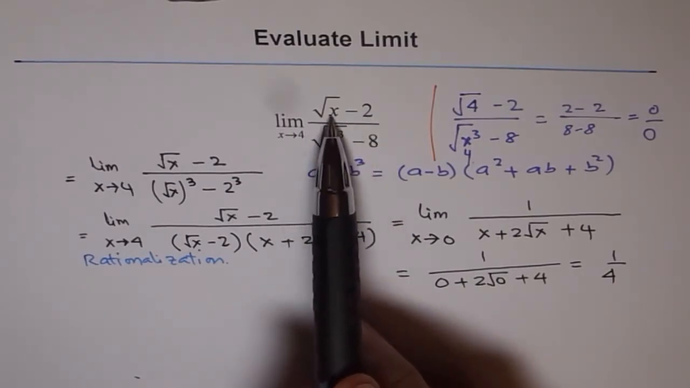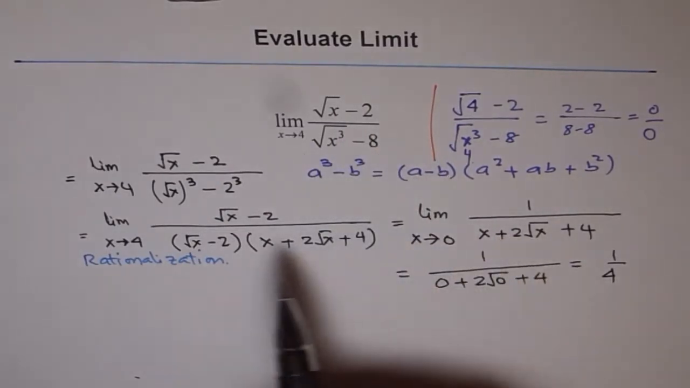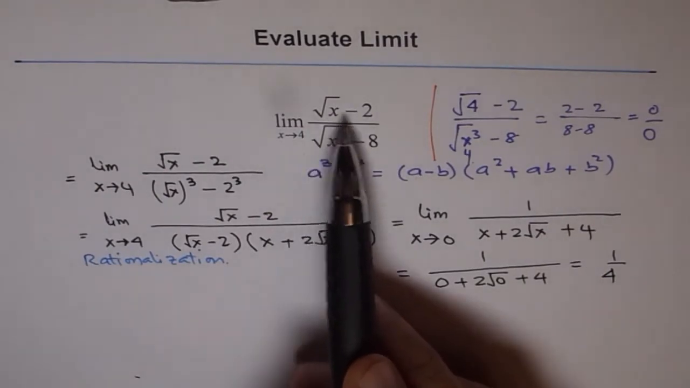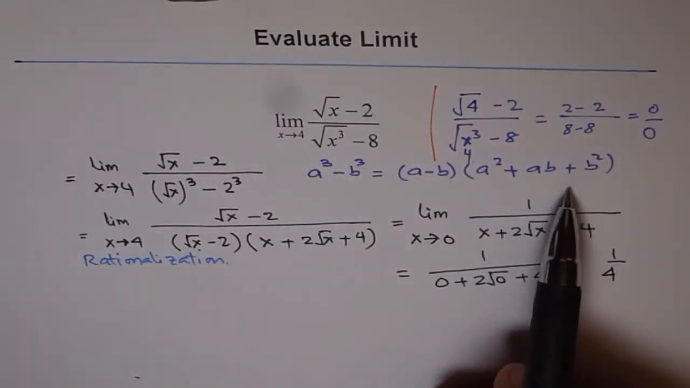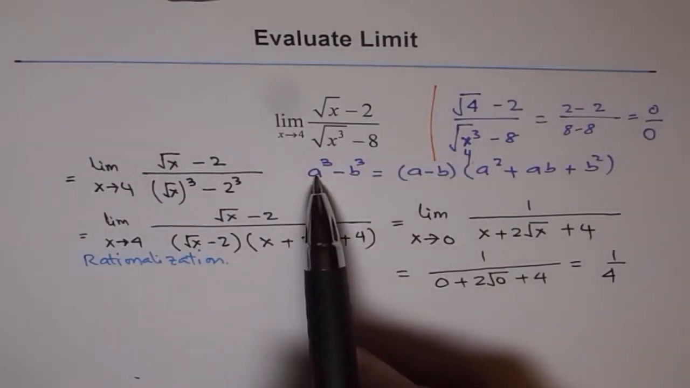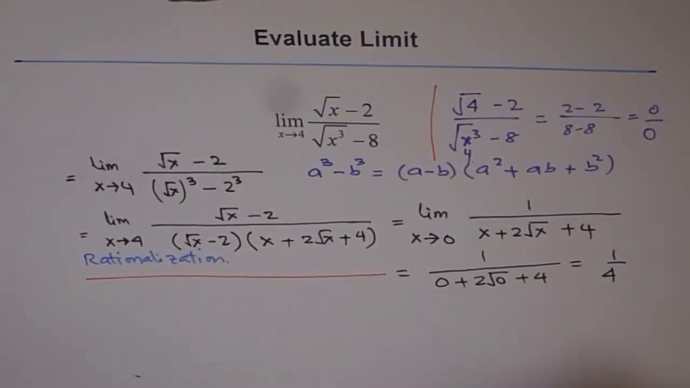Think like this: this is a and this is b, right? It was a minus b, right? That's why we get this term, right? So if I multiply this by a squared plus ab plus b squared, then what should I get? I get a cube minus b cube. That is the rationalization which I'm going to use, and that's the alternate way of doing it. Okay, now let me show you that.